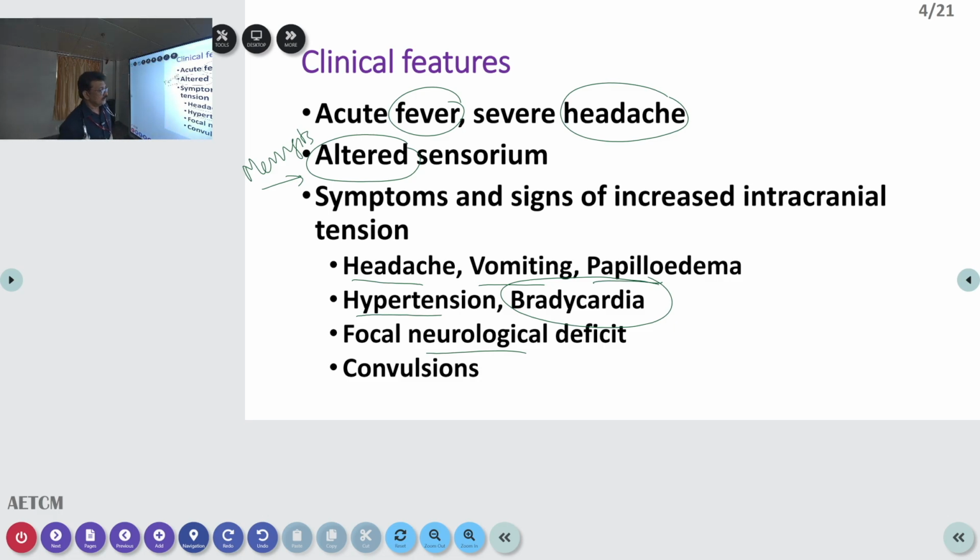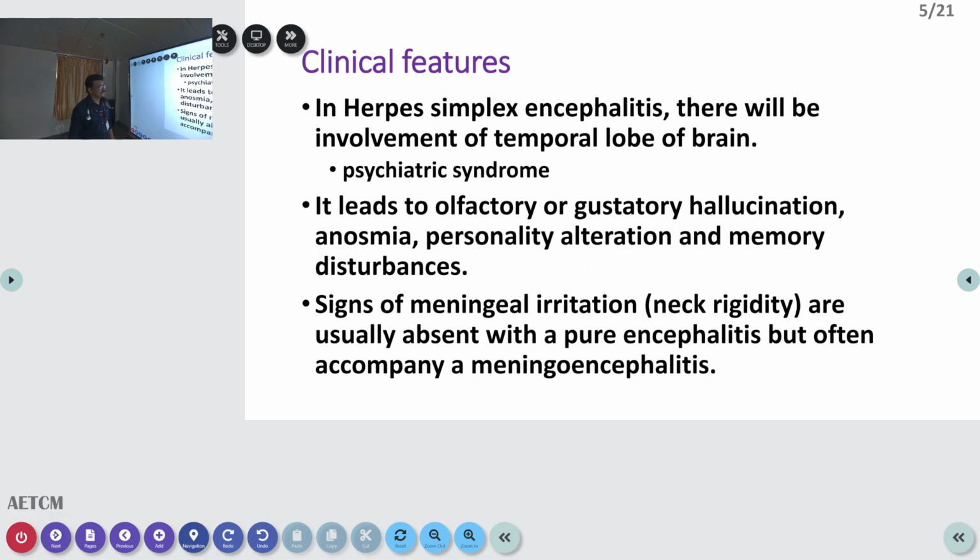Many patients can have seizures. So inflammation of the brain can become an irritant lesion in the brain that can produce seizures. Some specific clinical features: in herpes simplex 1 encephalitis, there will be involvement of the temporal lobe of the brain, so they can have psychiatric manifestations. They have altered behavior, all these things. Sometimes, without knowing the proper diagnosis, these patients may be falsely admitted to the psychiatric ward. So psychiatric syndromes are classical features of herpes simplex encephalitis, especially herpes simplex 1 encephalitis.